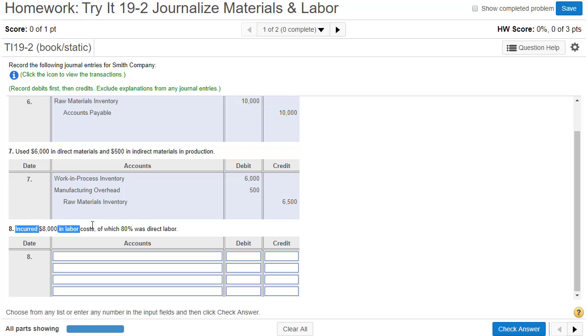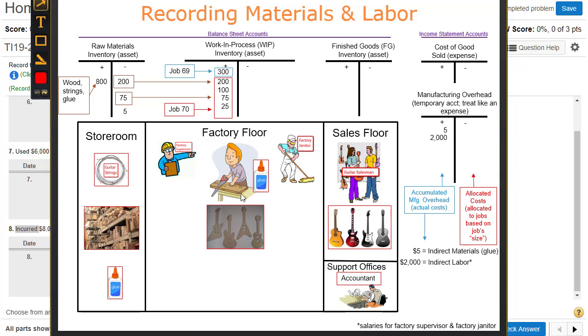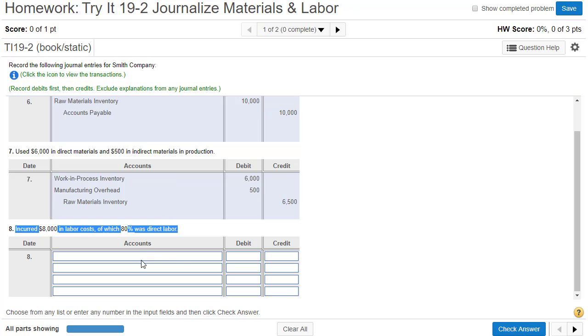And next, we're going to have labor costs, $8,000 of labor costs. We have to pay our people. And 80% was direct labor. So let's talk about direct labor. Direct labor means the people, like Willie the woodworker here, working directly on the products. Notice the factory floor is really the work in process account. So any direct labor is going to go into the work in process account, and it's going to increase it on the debit side. So direct labor is going to increase work in process inventory, so it's going to add costs to those guitars.